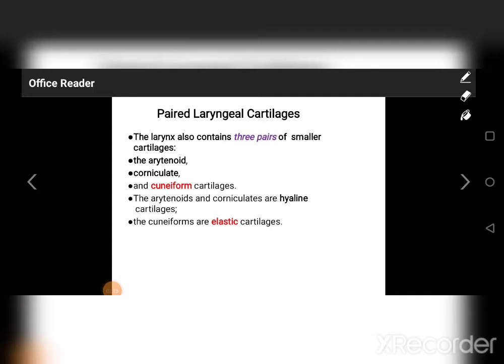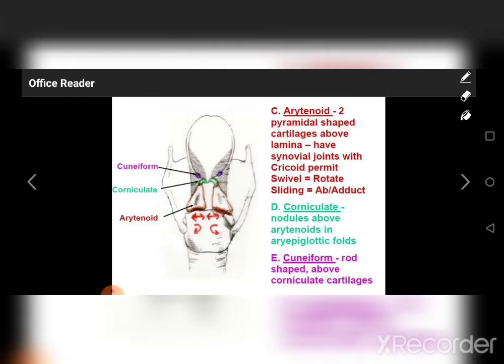Then the paired laryngeal cartilages. The larynx also contains three pairs of small cartilages. These are arytenoid, corniculate, and cuneiform cartilages. Arytenoid and corniculate cartilages are hyaline in nature, and cuneiforms are elastic cartilages.